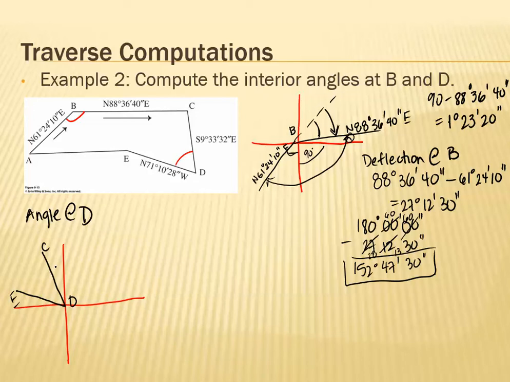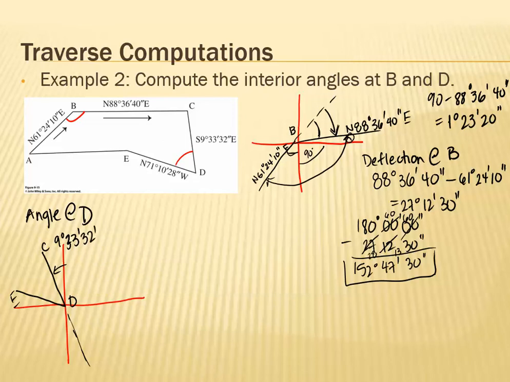And I know that here, I'm being given bearings, right? So this is south 9 degrees, which, remember that south and north, it's fine if I want to see it that way. This is my deflection right here. So this right here is 9 degrees, 33 minutes, 32 seconds.